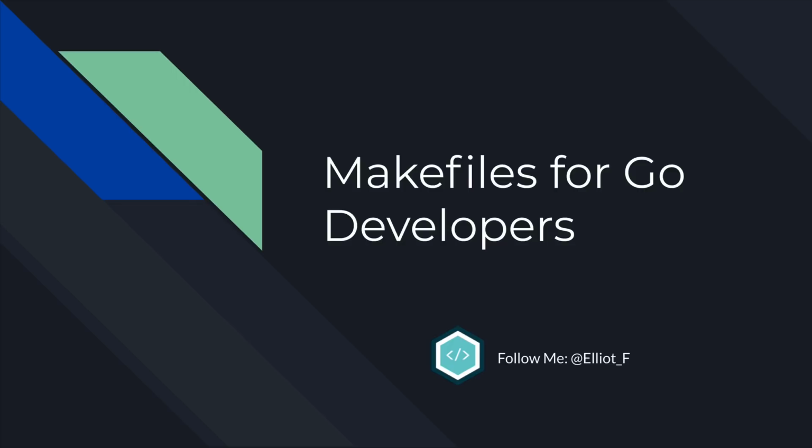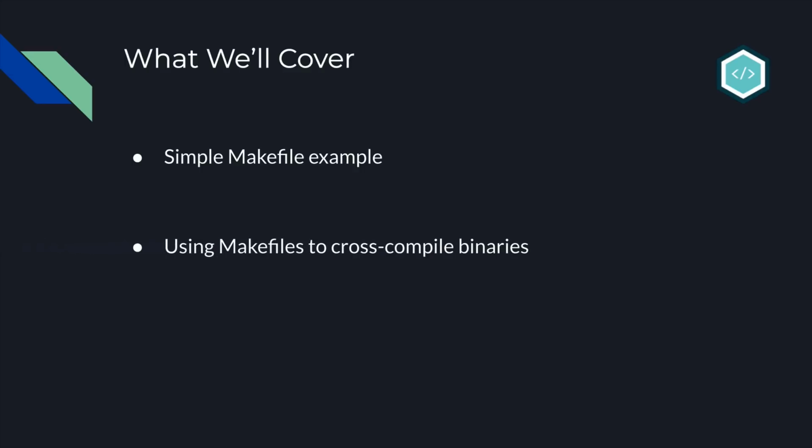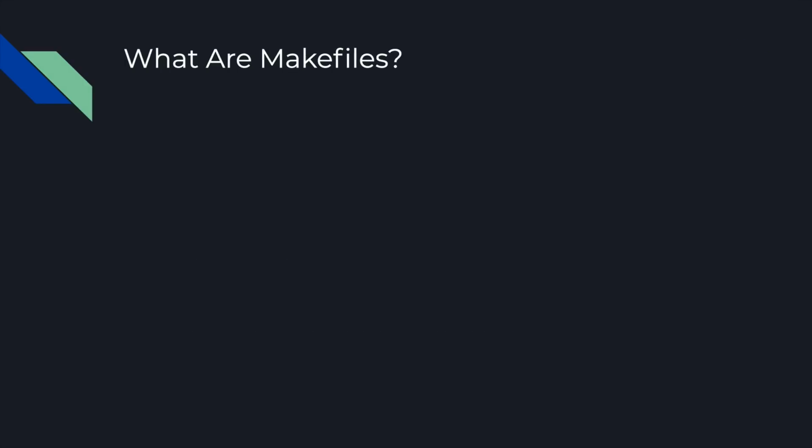Makefiles within your everyday Go development. Now in this tutorial we're going to be covering the following. So we're going to cover a really simple Makefile example. We're then going to look at how you can use Makefiles to cross-compile different binaries for different architectures. And finally we're going to look at how you can run multiple targets in one command so that you can simplify your Makefile based workflow. So let's kick off this tutorial by looking at what Makefiles are.